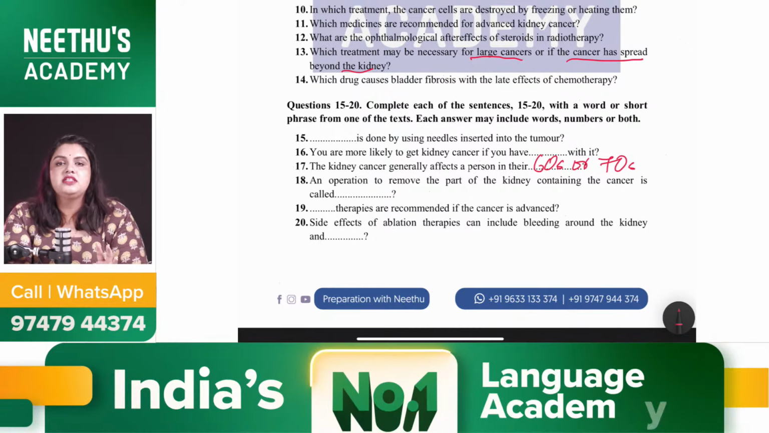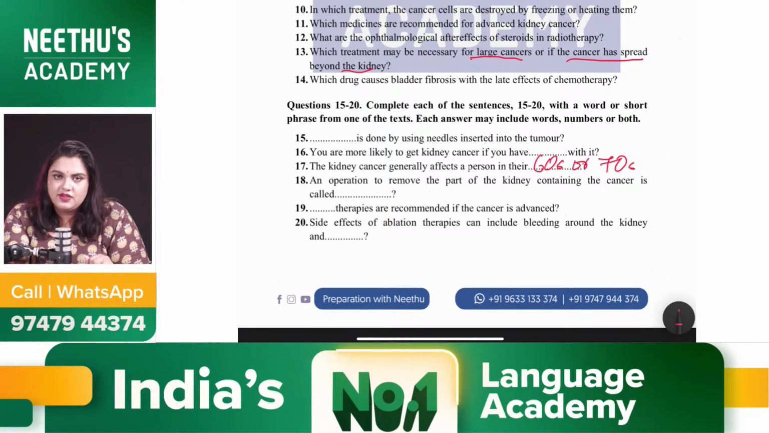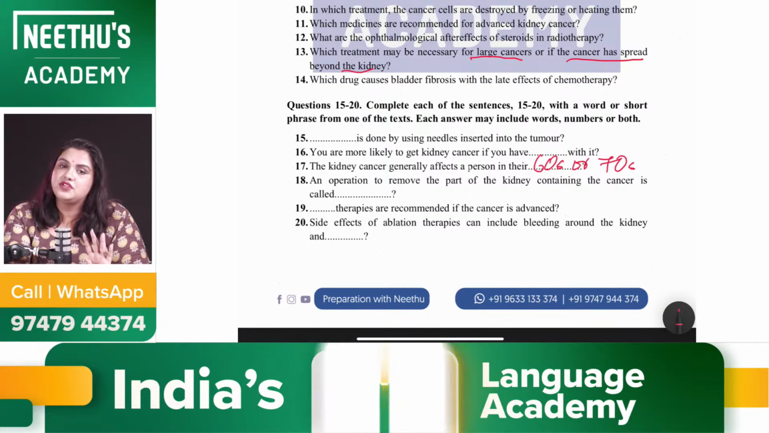We spoke about four different types of treatments in text C.